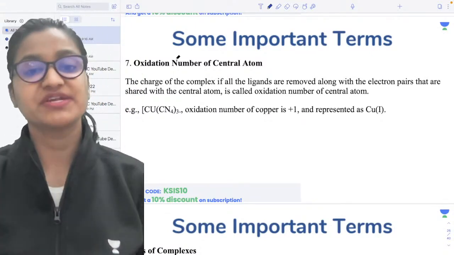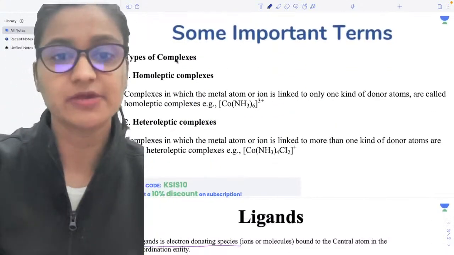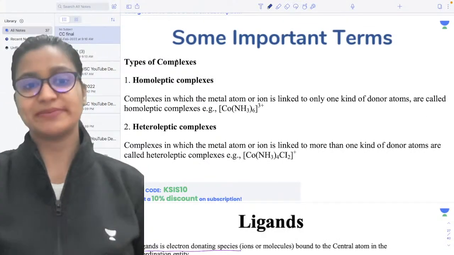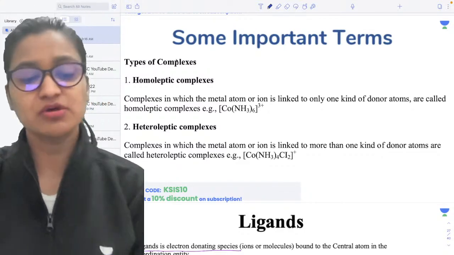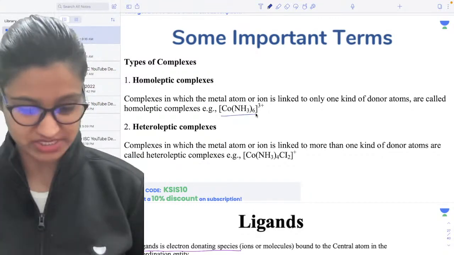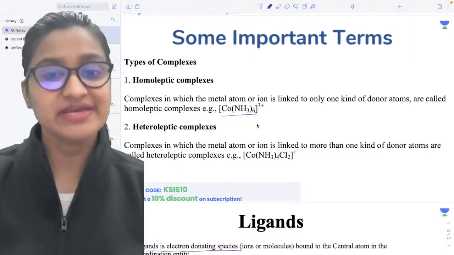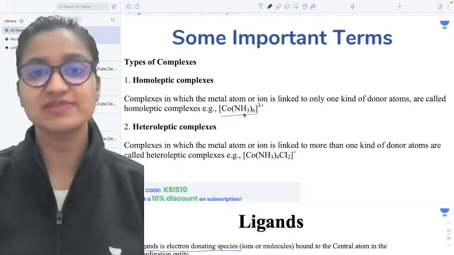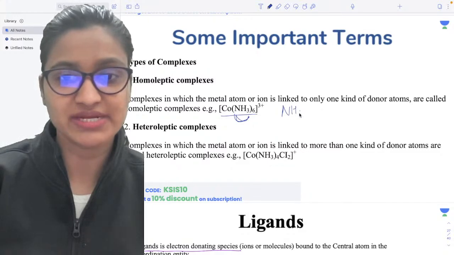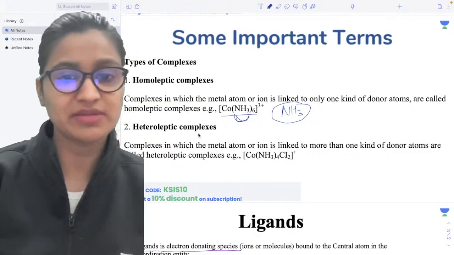So yeah, we were at oxidation number. I have already told you how to calculate oxidation number, right? Next we have homoleptic complexes and heteroleptic complexes. So homoleptic complexes are those which have only one type of ligand present. Alright, homoleptic complexes are the ones in which only one type of ligand is present. So you can see here all the ligands which are present here, those are NH3, right? These are NH3. And what about heteroleptic complexes?